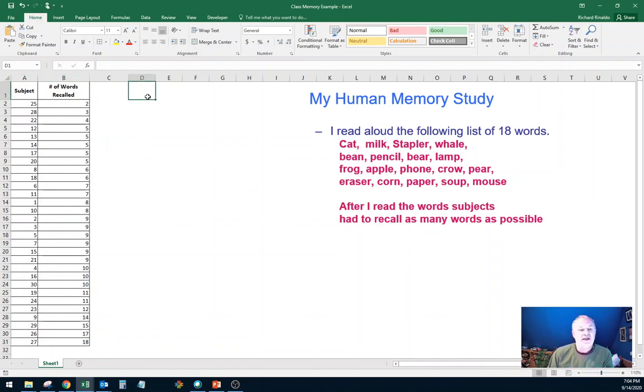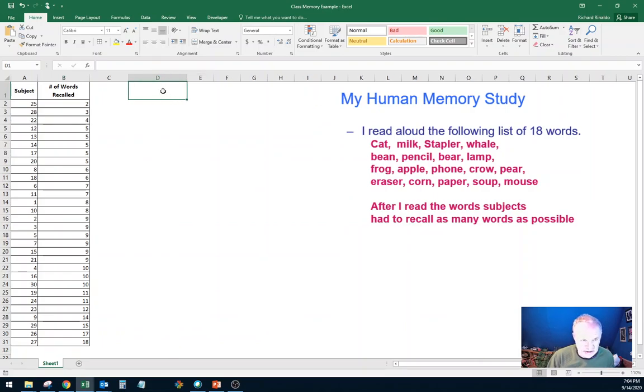Okay, now I'm going to create a frequency distribution. So it's the number of words recalled. Format painter is really handy.